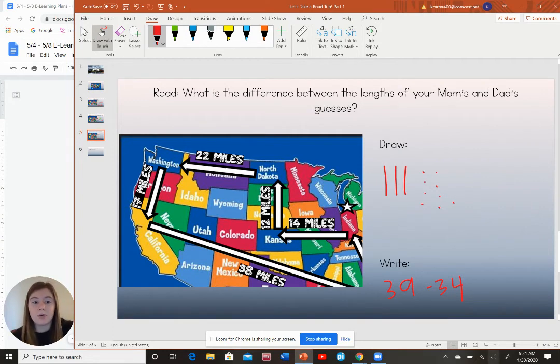And then we are taking away 34. So I'm going to start with the 1s. I'm going to take away 4 1s. 1, 2, 3, 4. Okay. I'm going to write it this way too. And so the 1s we would have is 1, 2, 3, 4, 5 left. 9 minus 4 is 5. And then we need to take away 3 10s. So 1, 2, 3. We would have no 10s left, and so our answer would be 5 miles. That's the difference between their two guesses.